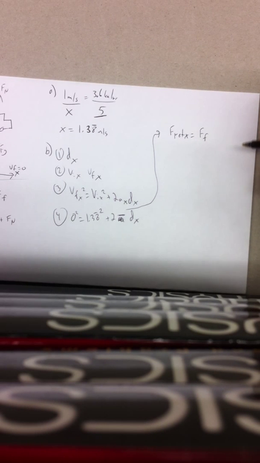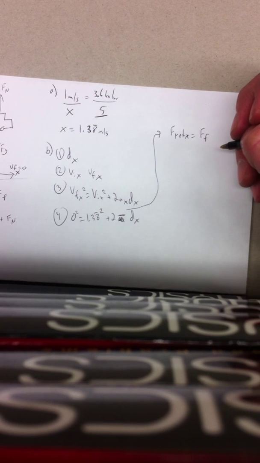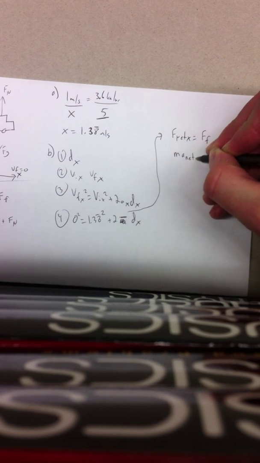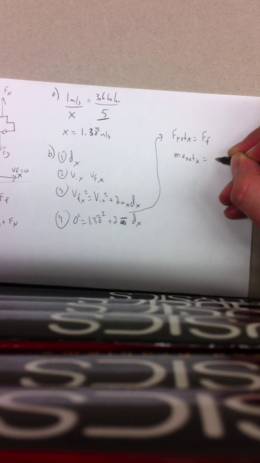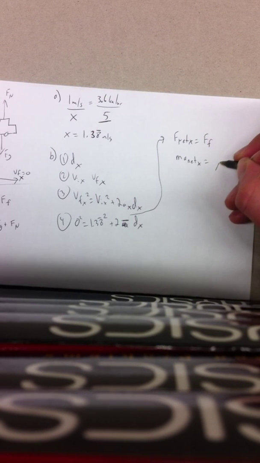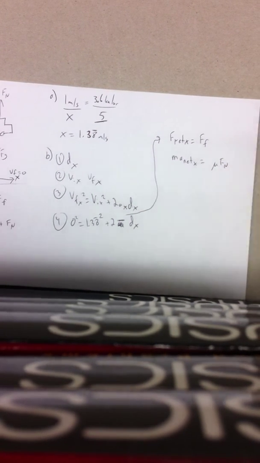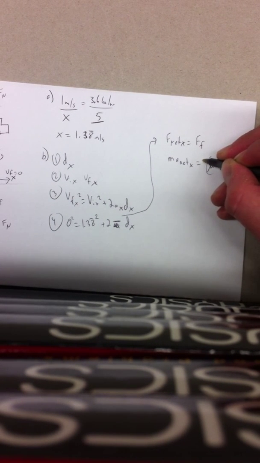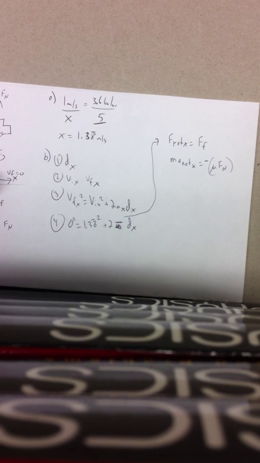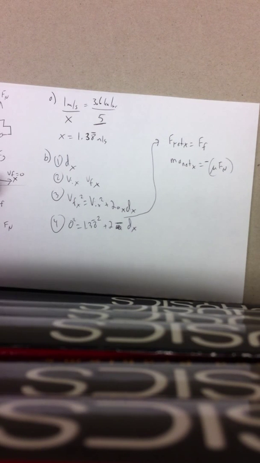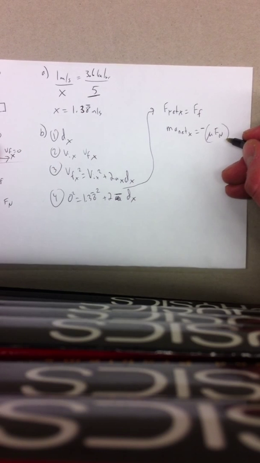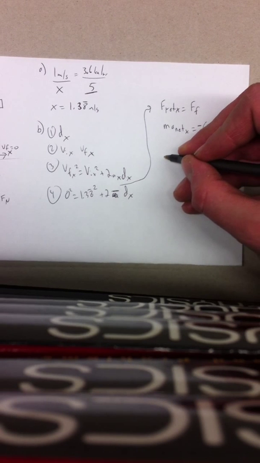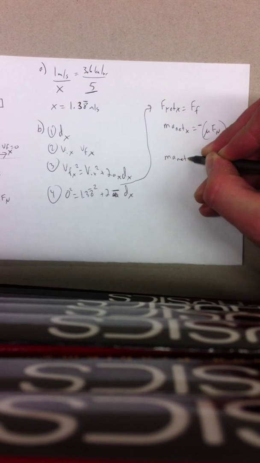Now, we can change the m a net x and change this to mu times the normal force, because it's the force of friction. I know that friction is going to end up being a negative answer because the object's moving to the left, so I'm going to make that negative. Now, this normal force can be changed. It's the force of gravity, but positive, so I can do m a net x.